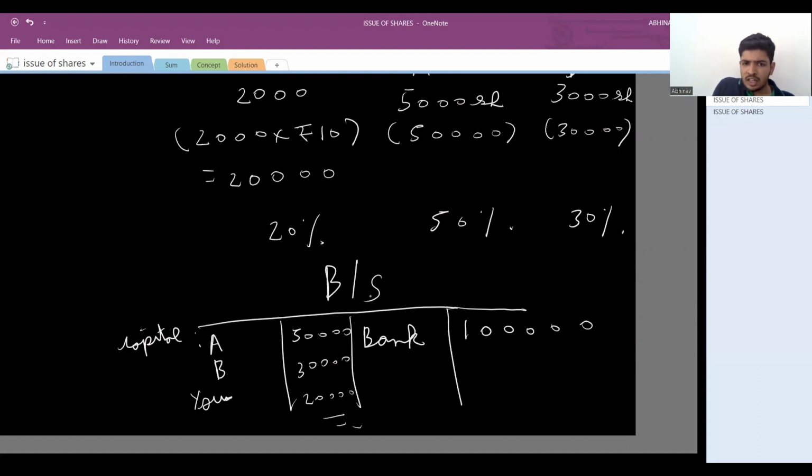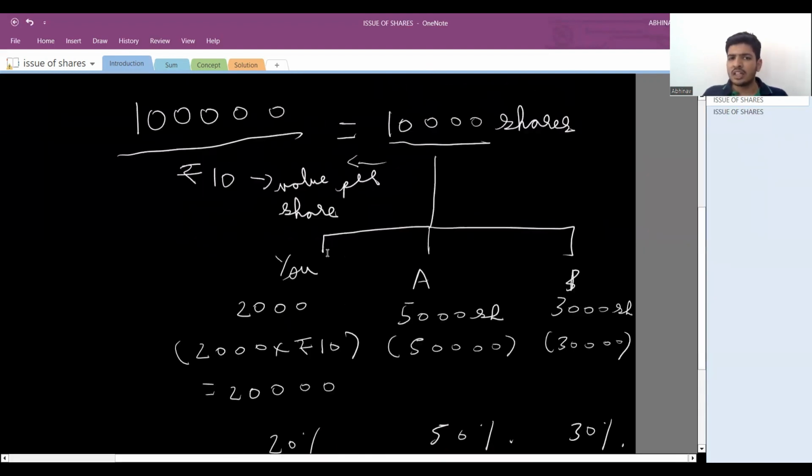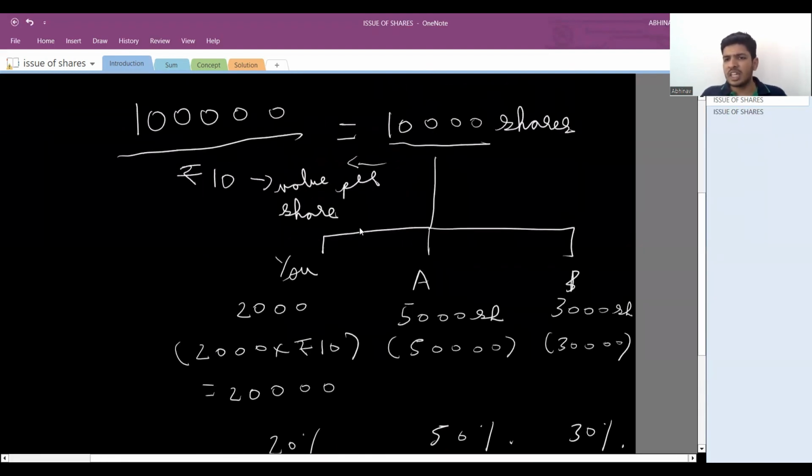Now both sides tally. This is the basic concept. Both sides should tally. 1 lakh rupees is raised in the bank, and A contributes 50,000, B contributes 30,000, and you contribute 20,000. That's the example we read above. So now, but the problem with this part is, now I just told you there are 10,000 shares, so it has been divided between three people.